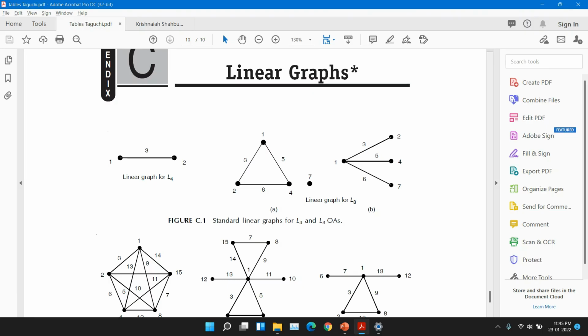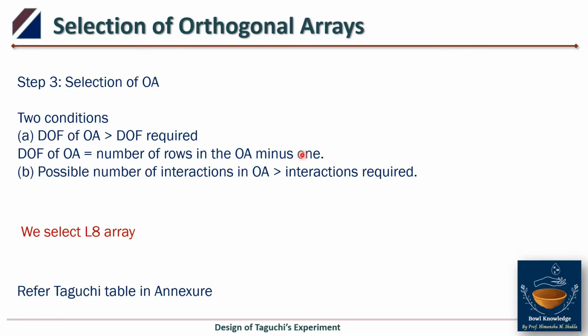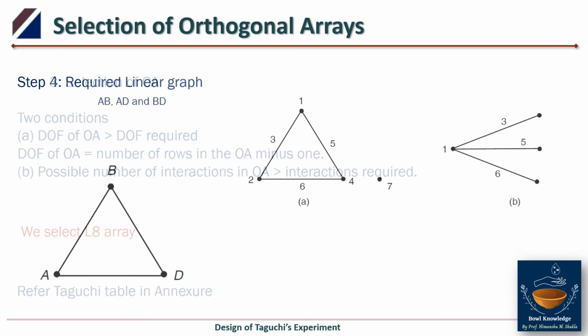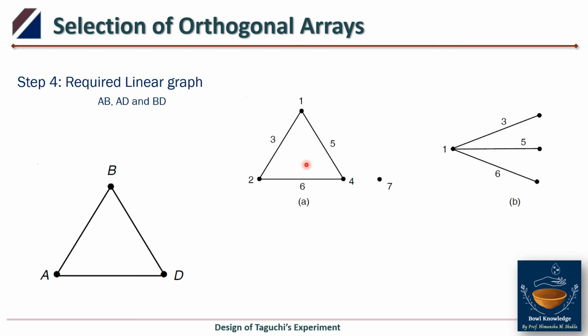Similarly, 1, 2, 3, 4, four factors and three lines are also here. So I have two options for selection of my orthogonal array, and I have to find which option I will go for. Coming back to this slide, we can select the L8 array, but the L8 array has two options, option A and option B. I have to select either A or B. Now I will find which is best suited.